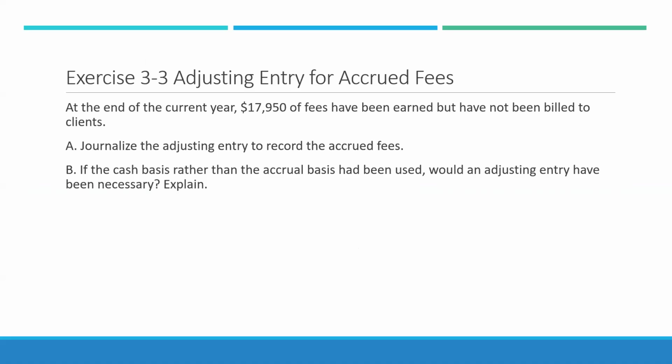I want you guys to think of how do we need to record this? At the end of the year, we had $17,950 of fees we earned, but we haven't billed it out. What is it we need to do as an adjusting entry to show we earned that money and we're supposed to receive something? 2 minutes.